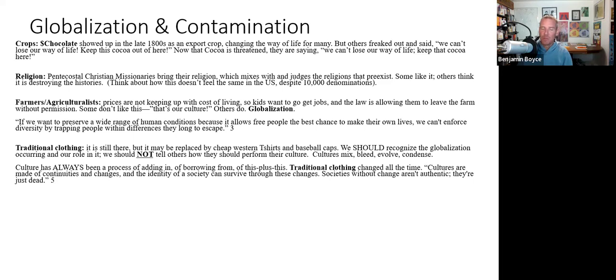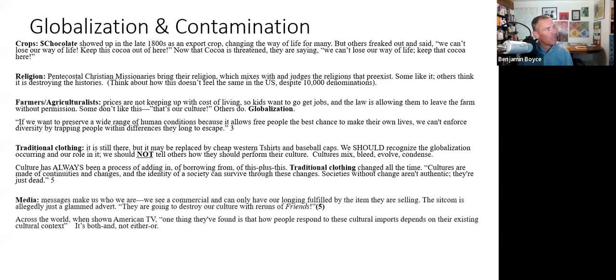But when that crop was about to be replaced by cocoa, all the locals at the time said, oh no, they're coming in with this cheap cocoa. What are we going to do? They're destroying our culture. Cultures evolve, they change, but we have very short memories. And he does this with religion, with farmers, with clothing, with media, the Mike Tyson and the Tupac comment, which is suddenly oddly relevant again now that Mike Tyson's back in the news.